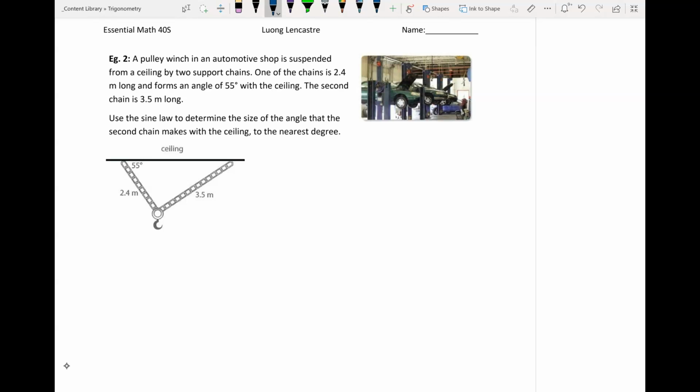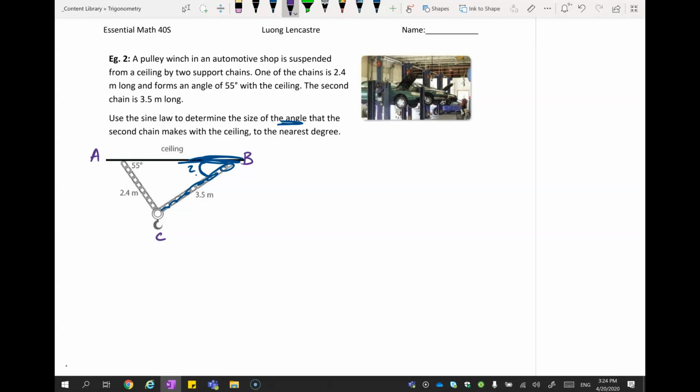So what we're looking for here is the angle that the second chain, this is our second chain over here, makes with the ceiling, which is over here. So this is the angle we're looking for then. Just like the last question, I'm going to label our vertices just to make it easier for us to name our angles and our sides. And then I'm also going to label its sides.